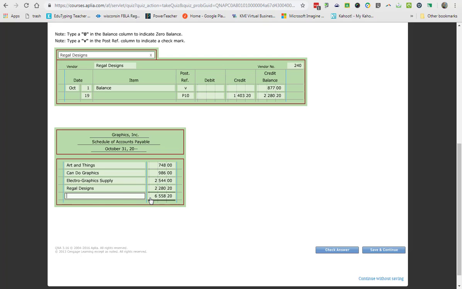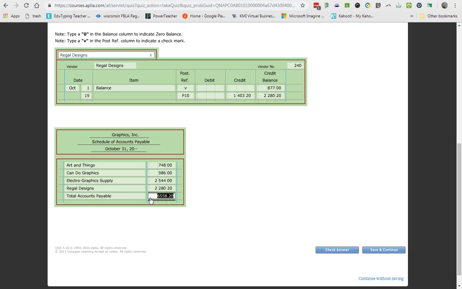Now, this number, I'm not going to write the word total. I'm not going to write the word totals. I am going to say total accounts payable, because that is the total of all of my accounts. This number is so powerful for me as a business. As of October 31st, Graphics Inc. owed $6,558.20 to all of its vendors.